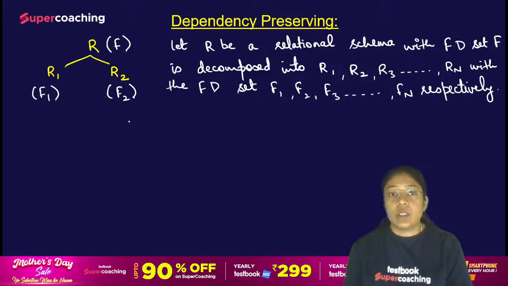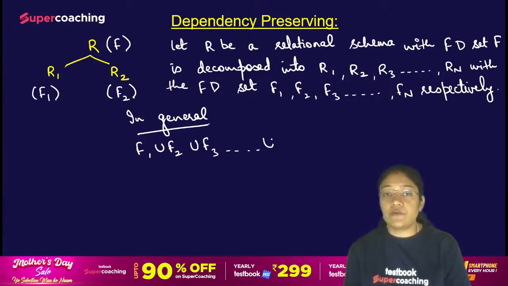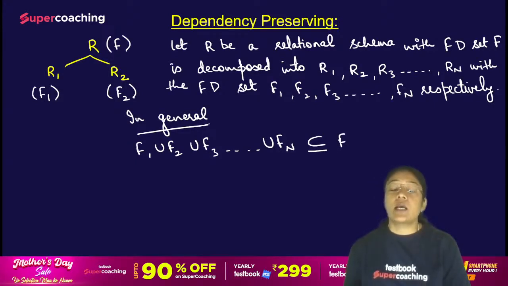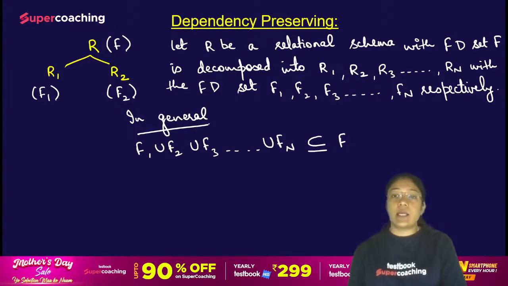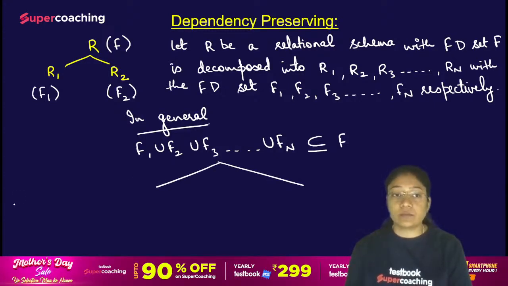So in general, what we say is F1 union F2 union F3 and so on. जब सारी functional dependencies को consider करते हैं, then either some of the functional dependencies are lost or it is all preserved. कभी भी extra functional dependencies create नहीं होंगी, या तो कम होंगी या फिर ज्यादा होंगी. तो यहाँ पे हमारे पास दो cases हैं.